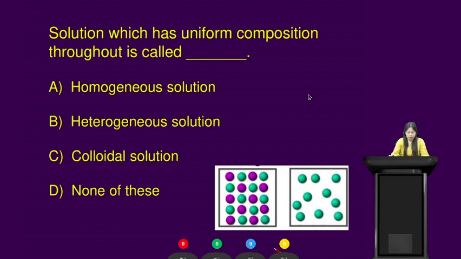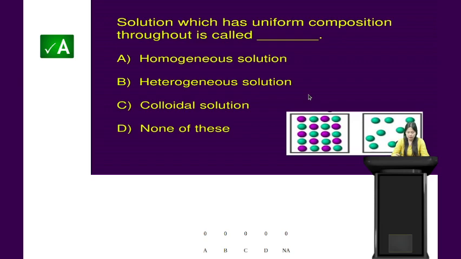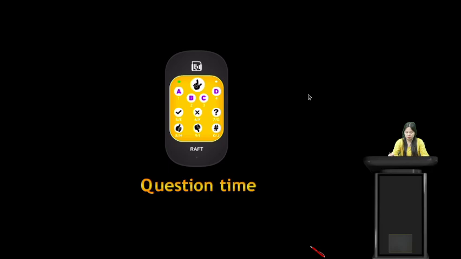All right students, your time is up, and yes, very good, the correct answer is option A, homogeneous. A solution which has uniform composition throughout is called a homogeneous solution.